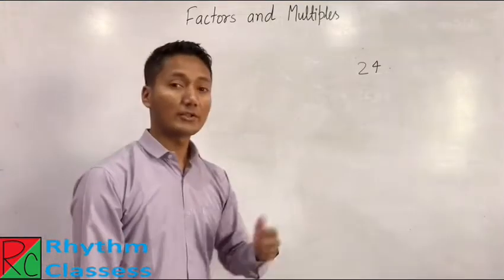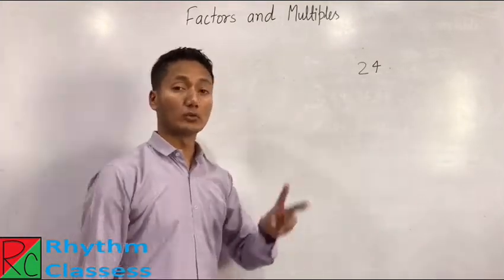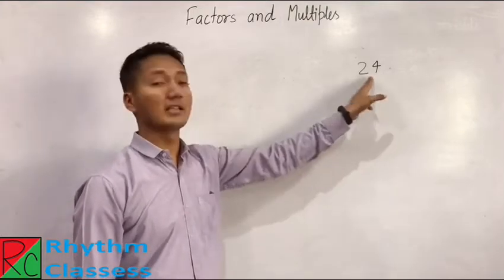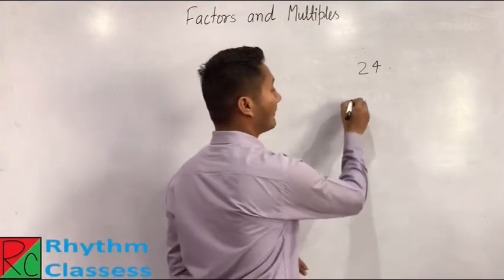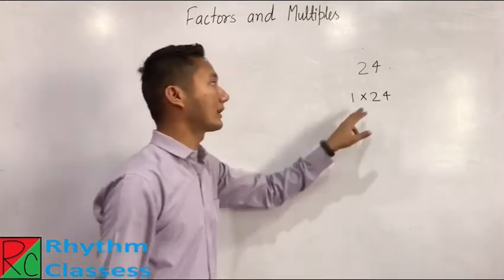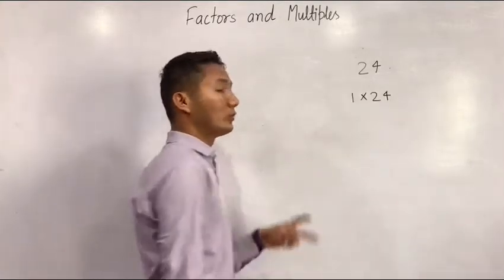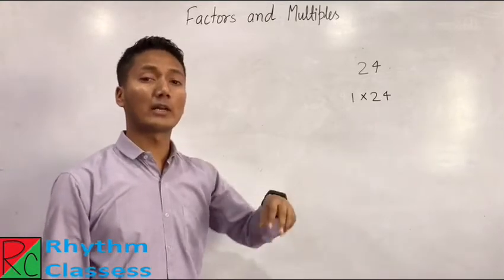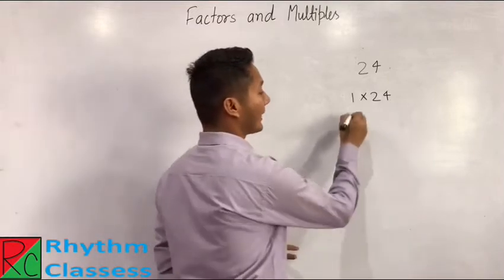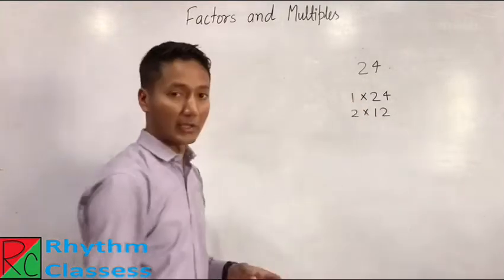If you want to write all the factors of 24, there is a very simple method. First of all, students, you need to find the combinations of two numbers whose product is this number. For example, we have 1 and 24, two numbers whose product is 24. Now again, you find two different numbers whose product is 24. Then we have 2 into 12, whose product is 24.